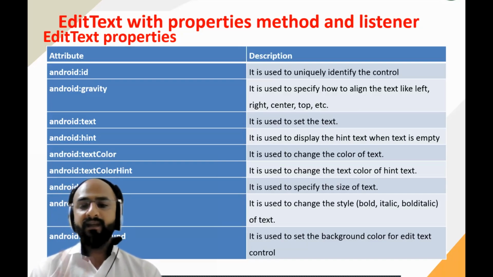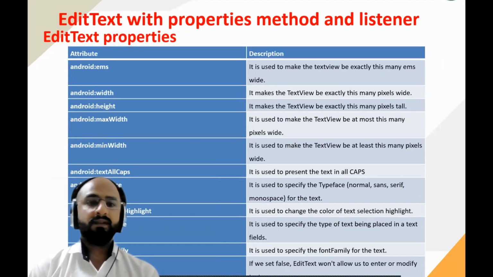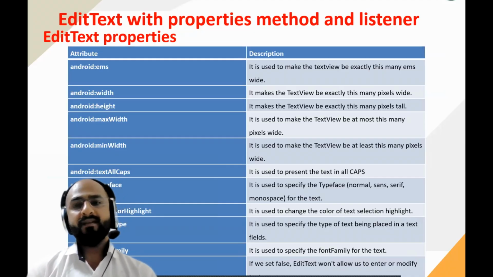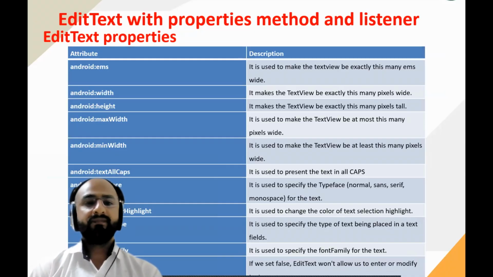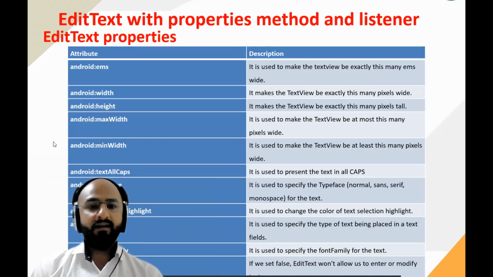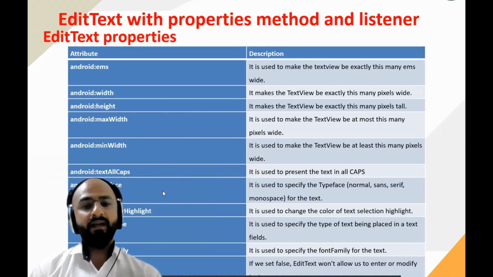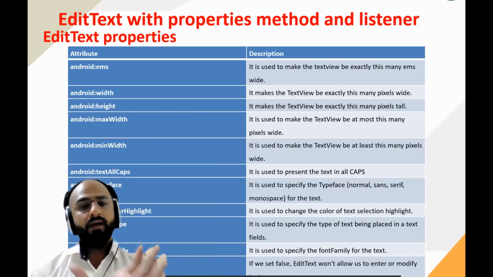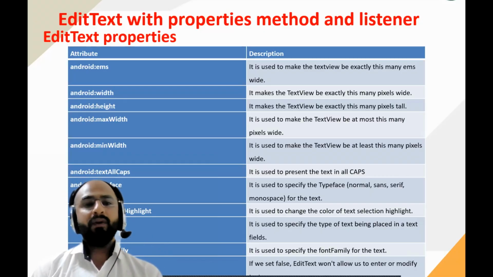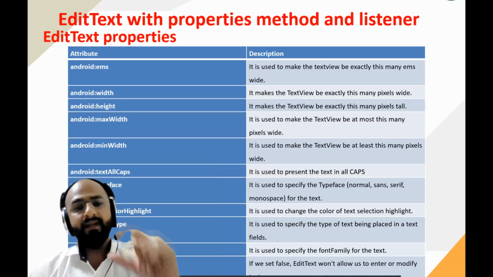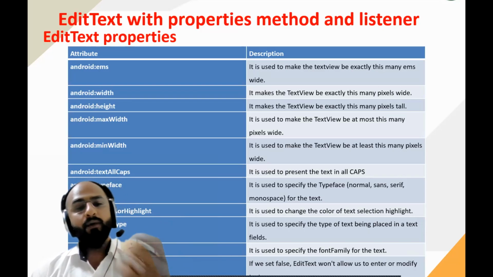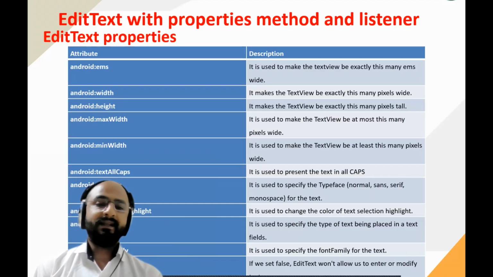Background is used to set the background color for the EditText. ems is used to make the EditText exactly that many ems wide. See, all these properties are also available in the EditText. android:width is used to apply the width of the EditText. android:height is used to apply the height of that EditText. Max width, min width, textAllCaps: those we have also seen in TextView.